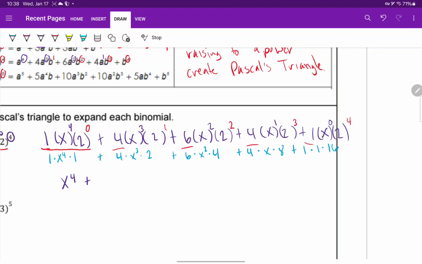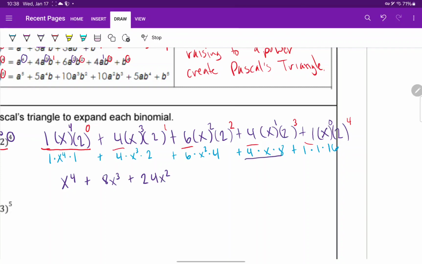Plus, here, 4 times x cubed is 4x cubed. Times 2 is 8x cubed. And I put a plus sign here, but remember, it could change if there's a negative. 6 times x squared is 6x squared. 6x squared times 4 is 24x squared.